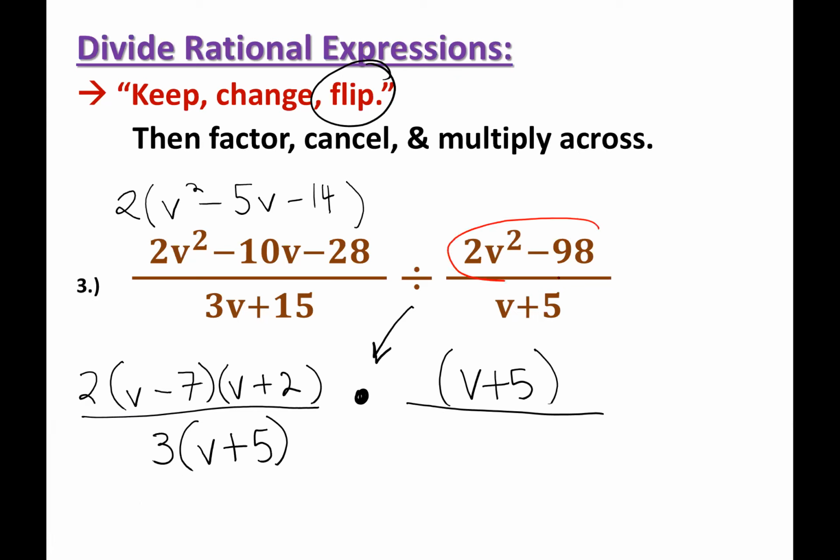So let's start with this 2 that we factored out. 2 divided by 2 is just equal to 1. So those 2's will cancel out. I just crossed them both out. Let's see if we can spot any other common factors.